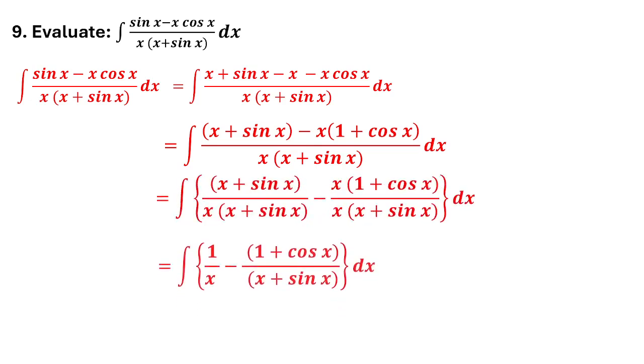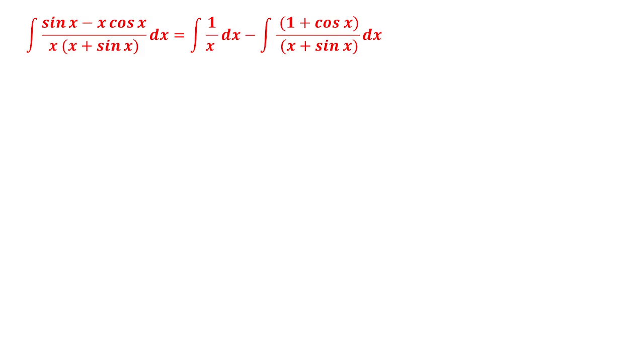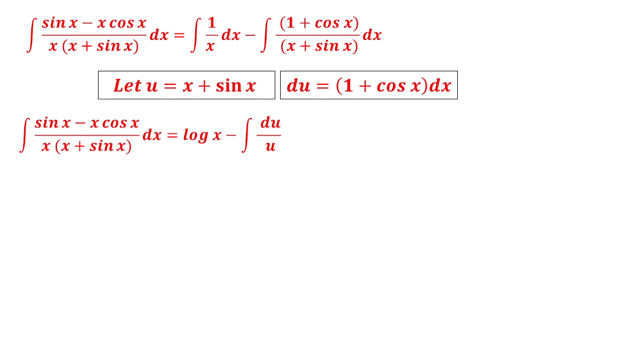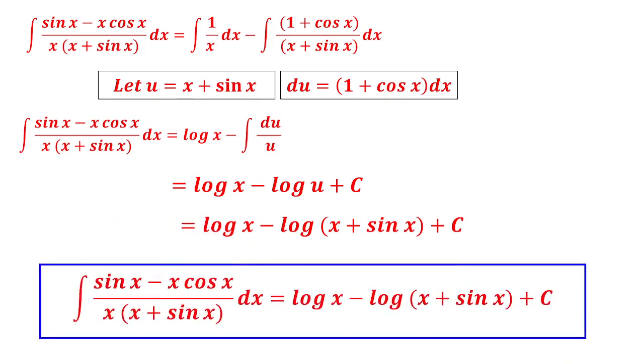When you split it into two terms, first term is 1 upon x. Second term is 1 plus cos x by x plus sin x. Take it out now. First integral is very easy. It is log x. But the second integral, closely watch it. It is a problem of substitution because derivative of x plus sin x is 1 plus cos x. Therefore, we are doing the substitution only for the second integral. Second integral is coming as log x minus log u, which is log x minus log of x plus sin x. This is the final answer. Here is a small adjustment, adding and subtracting x in the numerator.